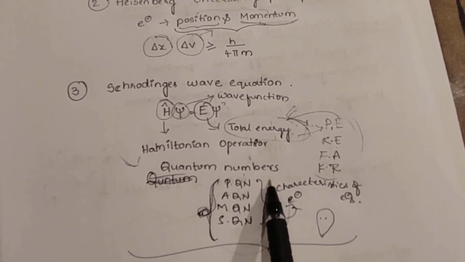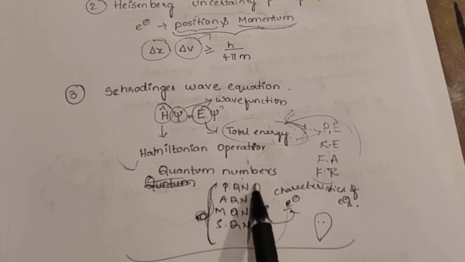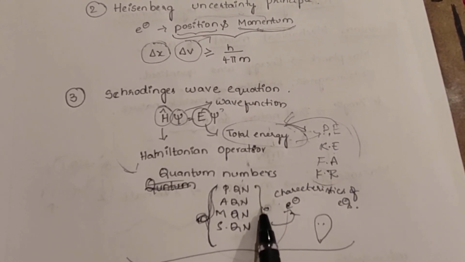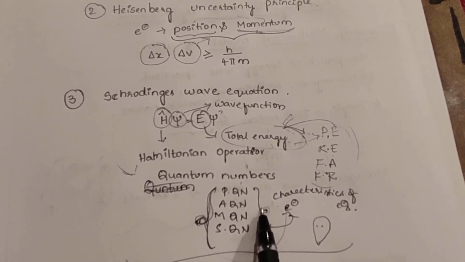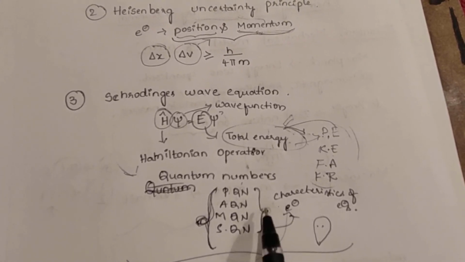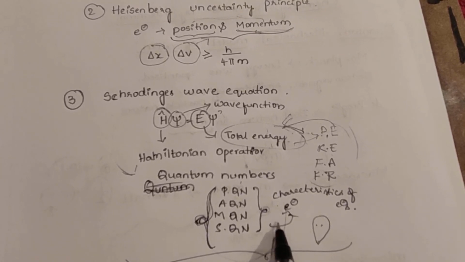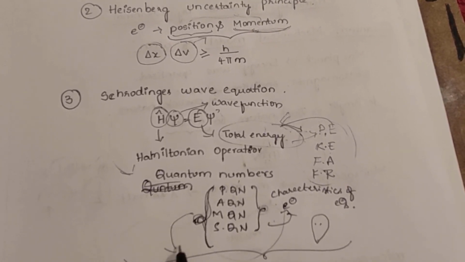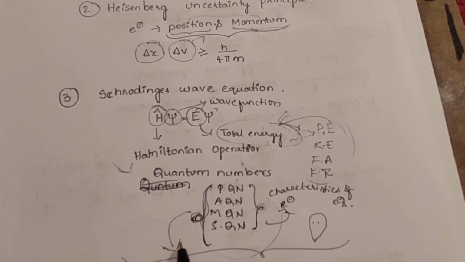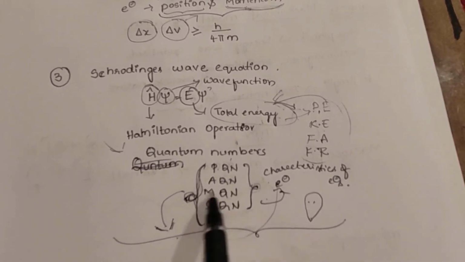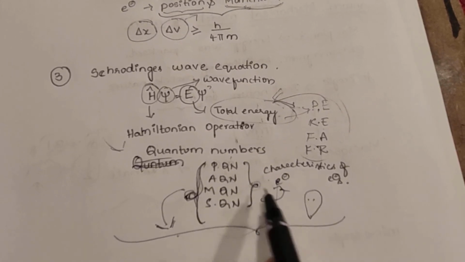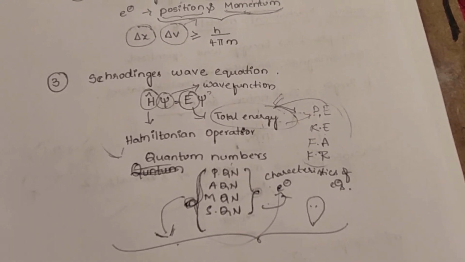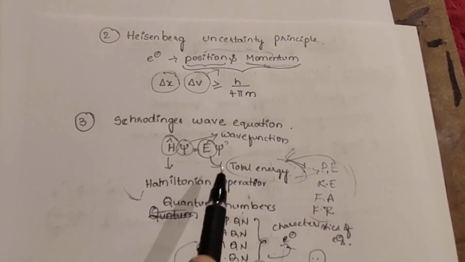So in the following videos we will discuss what these quantum numbers are, what information the quantum numbers give us about the electrons, how the atomic orbitals are present, means what the shape of atomic orbitals is, the energies of these atomic orbitals, how these orbitals are filled, and how the atom gets its stability through the filling of atomic orbitals. All this we'll discuss in the upcoming videos.